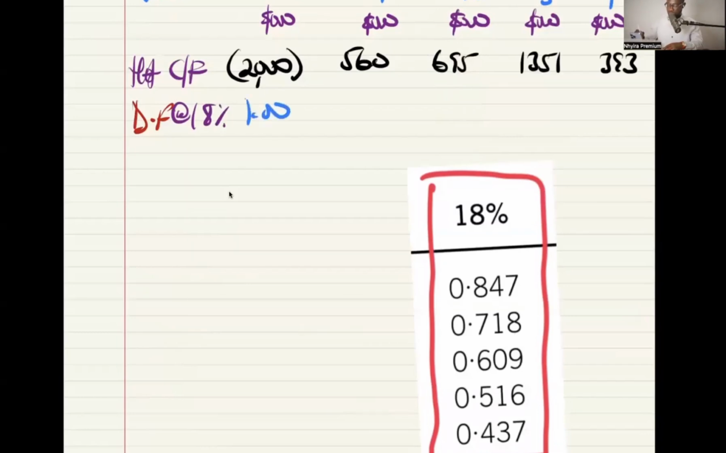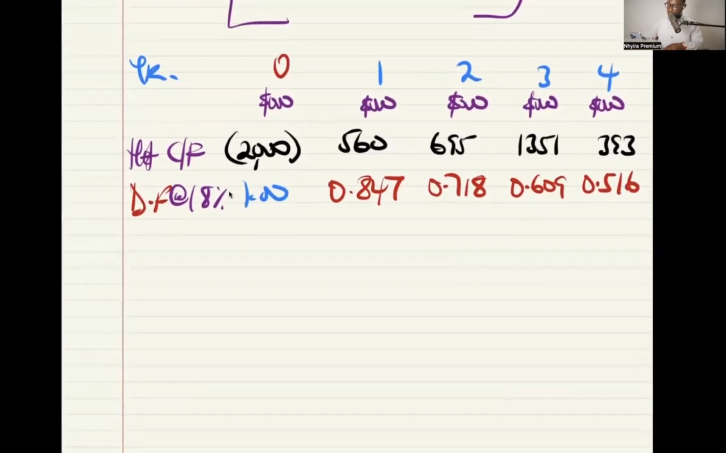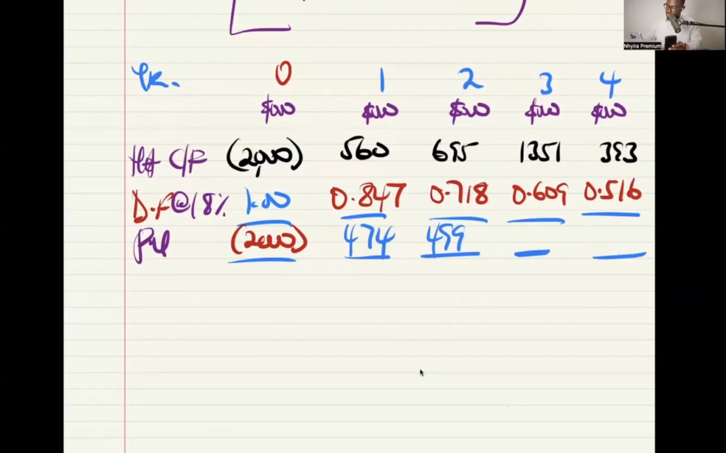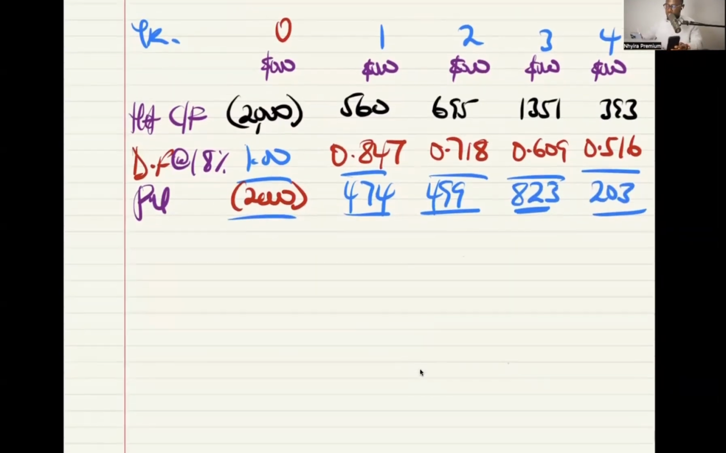Year 1 is still 1.0. We get 0.847, 0.718, 0.609, and then 0.516. Right, so we multiply up to get a present value. Year 1 is still negative 2,000, so we multiply up respectively. What do we have? 474,499. Next one, 823,203. So let's calculate the net present value here.